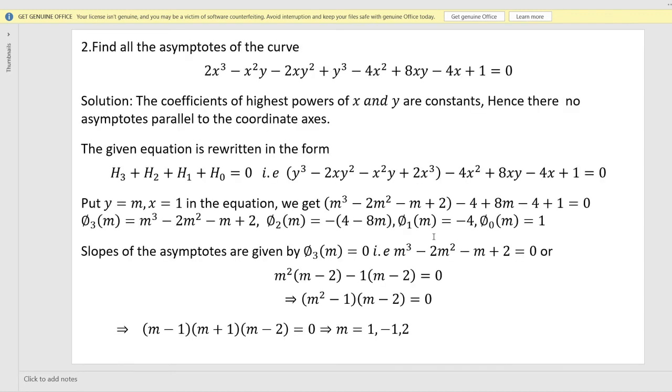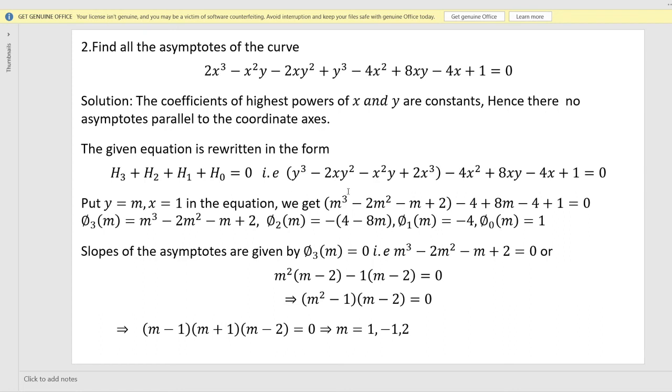These are oblique asymptotes. Next, find all the asymptotes of the curve 2x cube minus x square minus 2xy square plus y cube minus 4x square plus 8xy minus 4x plus 1 is equal to 0. To find the parallel asymptotes, I write the terms of the same degree. Here the degree 3 terms are y cube minus 2xy square minus x square y plus 2x cube, and minus 4x square plus 8xy is of degree 2, and minus 4x plus 1.